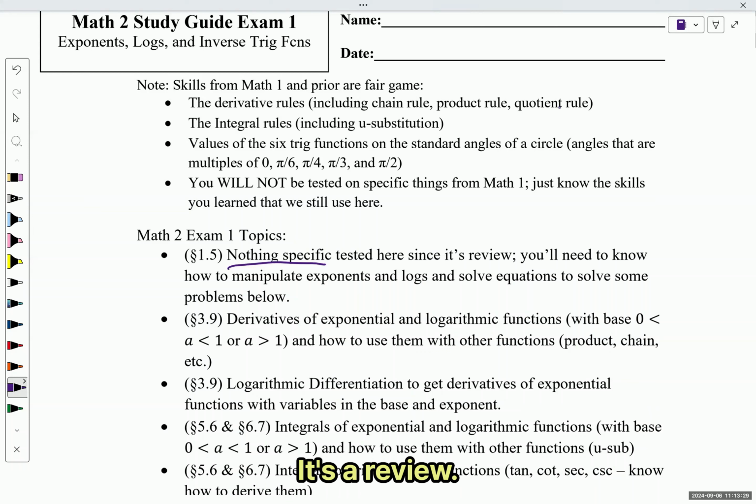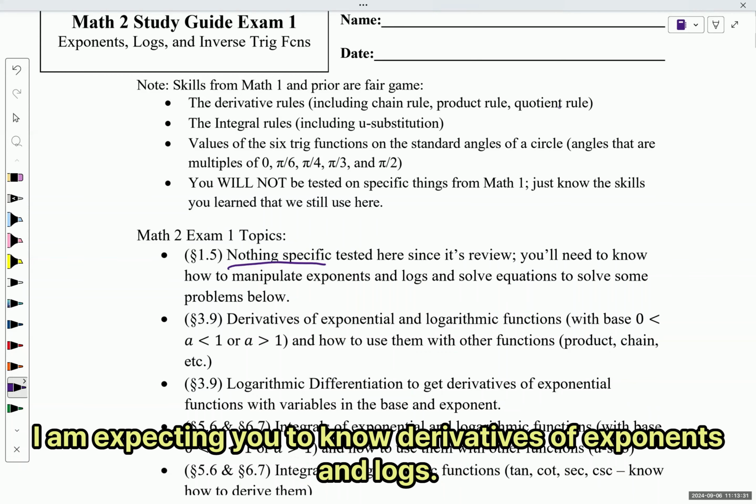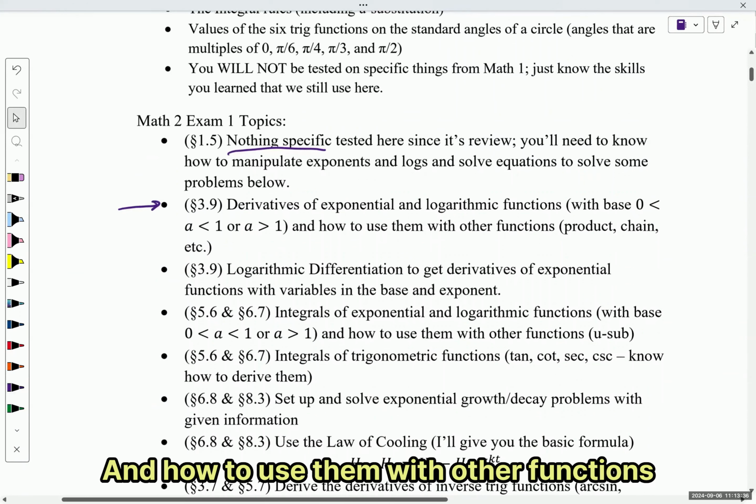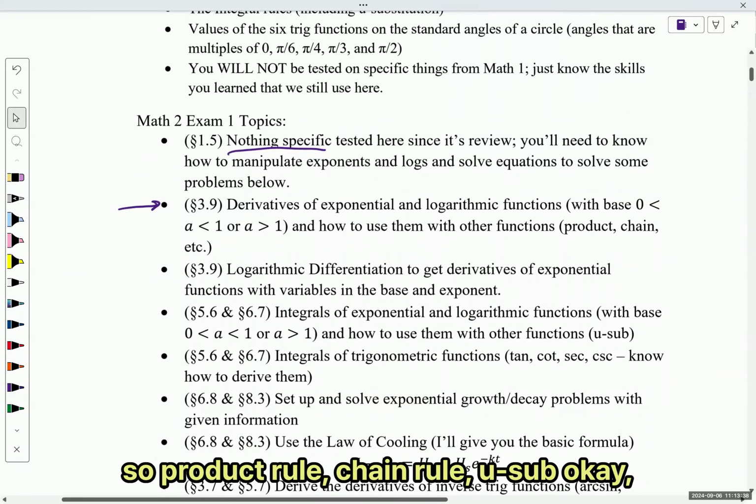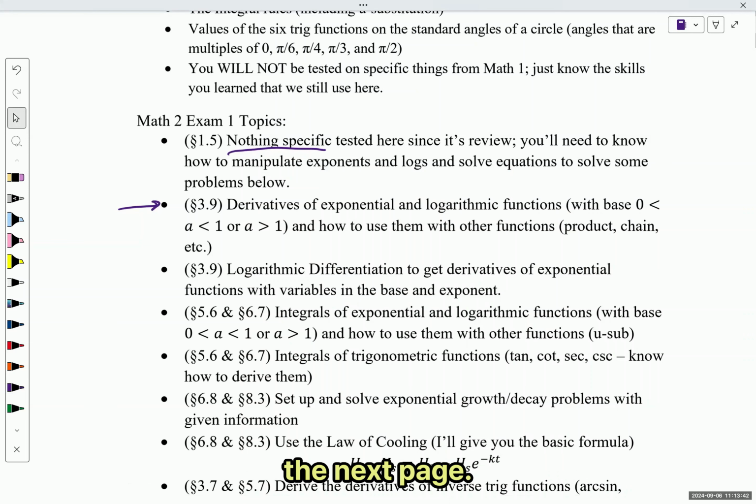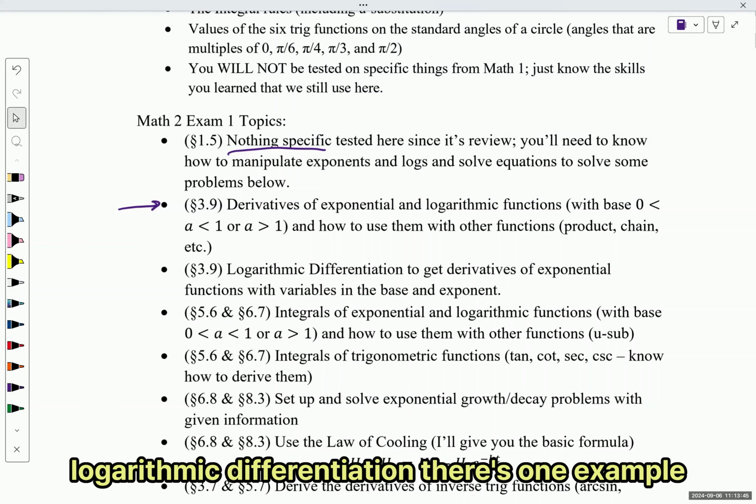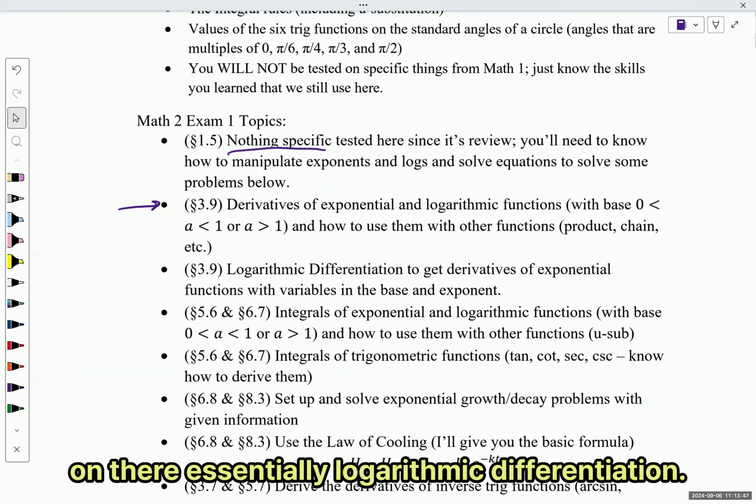It's a review. I am expecting you to know derivatives of exponents and logs and how to use them with other functions. So product rule, chain rule, U sub, okay? And there are examples on the next page. Logarithmic differentiation, there's one example on there.